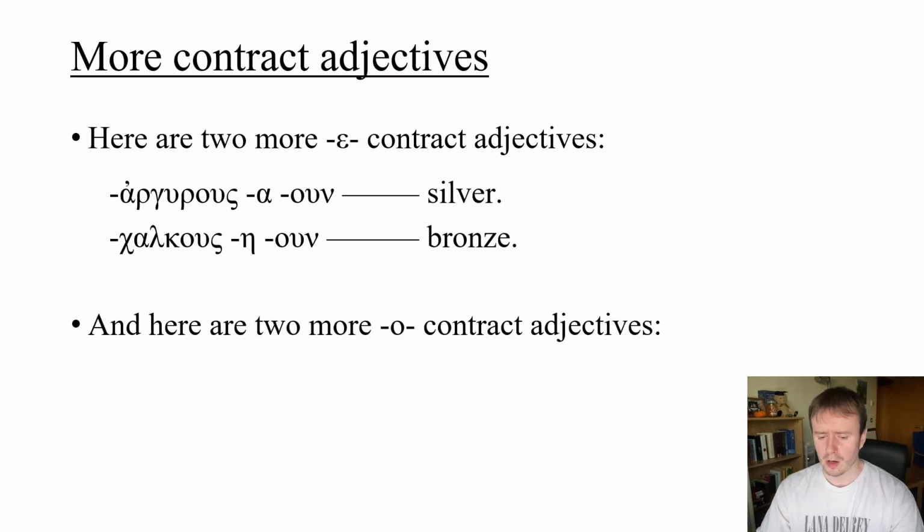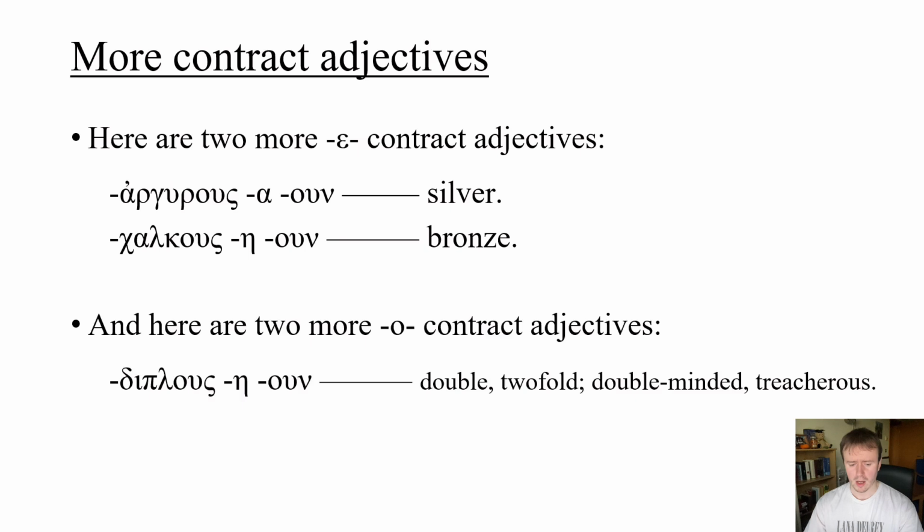Here are 2 more omicron contract adjectives. Firstly, we have diplous, meaning double or twofold, or of a person, double-minded or treacherous, or you could say duplicitous or two-faced. And you can see it's related to haplous. Haplous means single, diplous means double, and they do have meanings in addition to single and double, as I listed when I introduced both of them. Remember, diplous of a person can mean double-minded, treacherous, duplicitous, two-faced, etc.